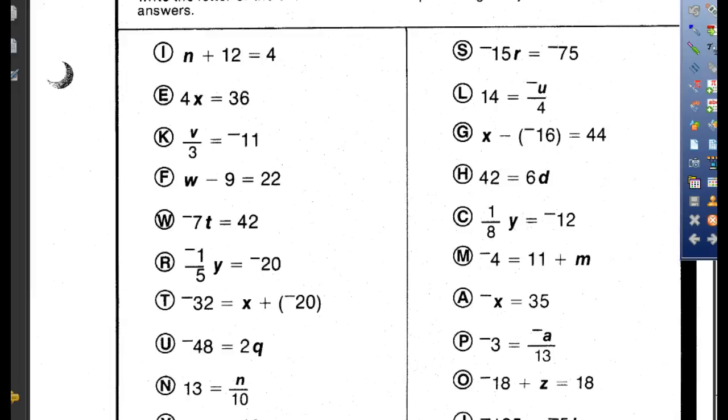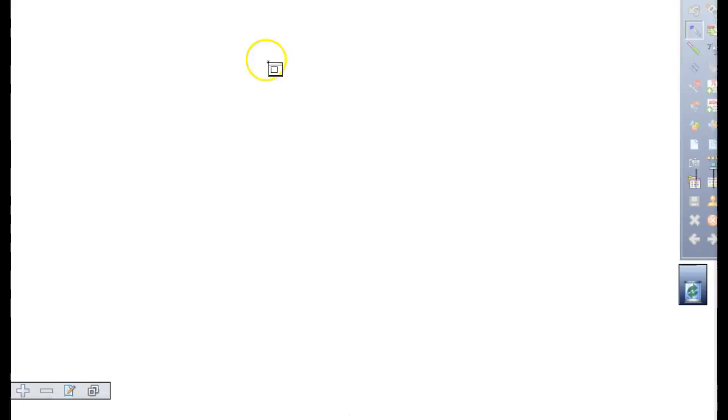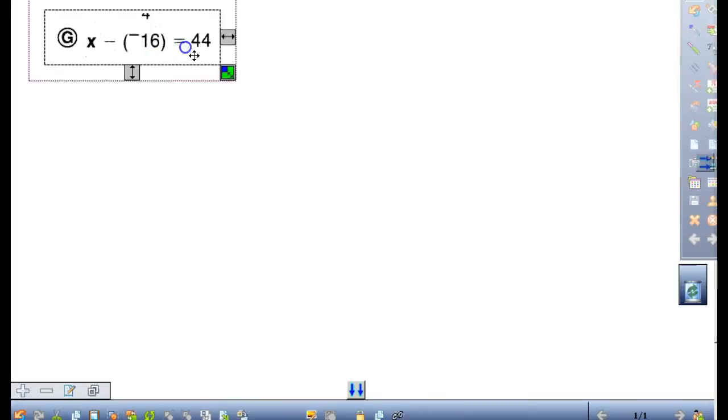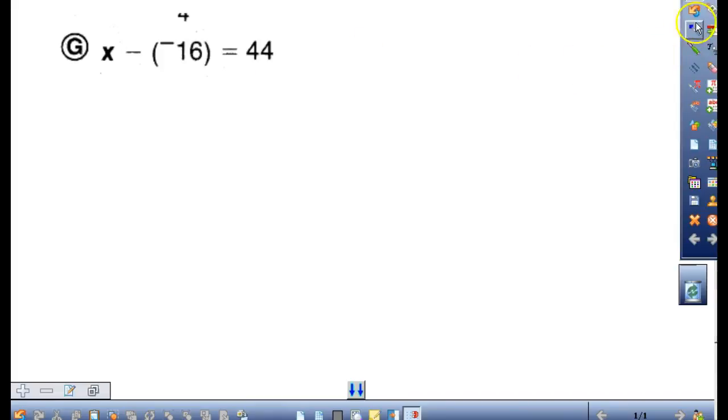Just going to do a few reminder problems. Keep us in line here. Start with, what's a good one to start with? Like this one. Awesome. If you have two negatives, what does it become? Positive.